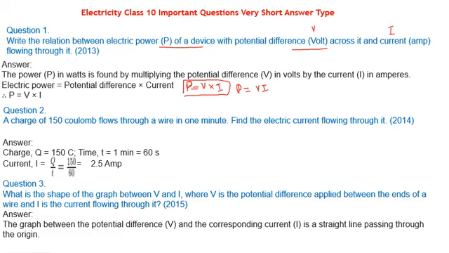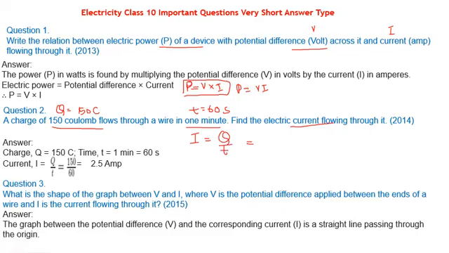Question number 2. A charge of 150 coulomb flows through a wire in 1 minute. Charge, we know that it is denoted by Q. 150 coulomb is the SI unit of charge, in 1 minute. Immediately we have to convert this time into seconds, that is 60 seconds, right? Find the electric current. Now what is the formula of electric current? Electric current is nothing but the rate of flow of charge. What is rate of flow of charge? That is Q upon T. Whenever you come across the word rate of flow, immediately divide the quantity by time.